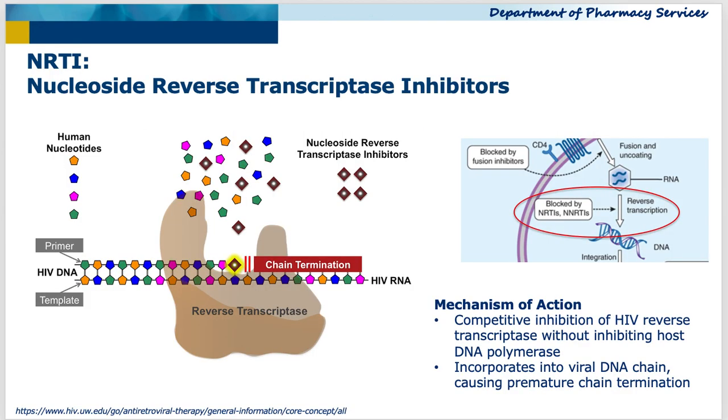Okay, next we'll get into our first class of medications that are most commonly used, which are the nucleoside reverse transcriptase inhibitors. I will refer to them as NRTIs for short. These are the agents that are recommended as the backbone of an HIV regimen. If you can recall from our previous video, 3 active ingredients are required to make a complete ARV regimen. So 2 out of the 3 are going to be 2 different NRTIs.